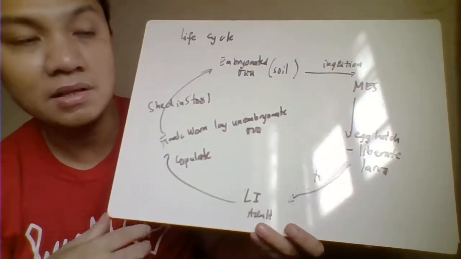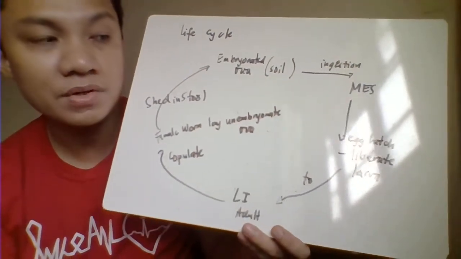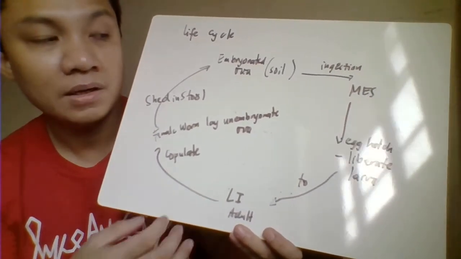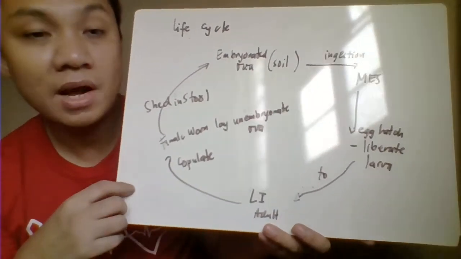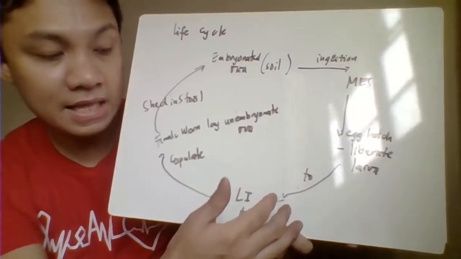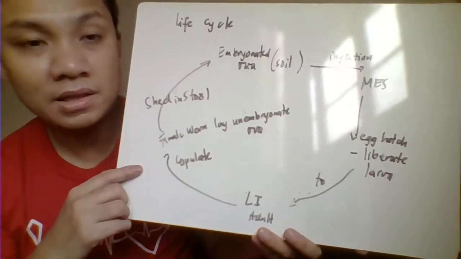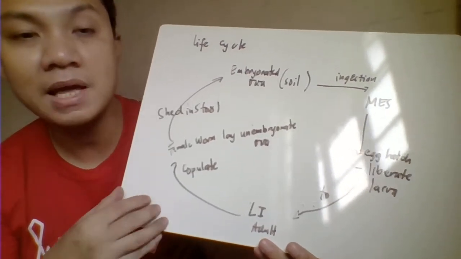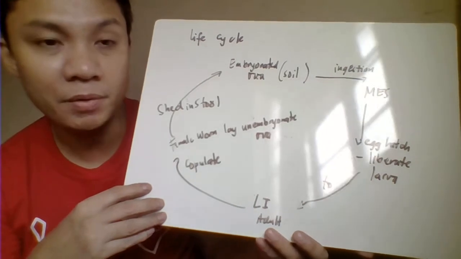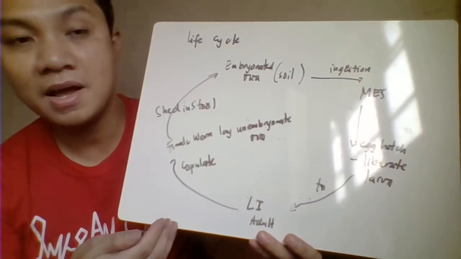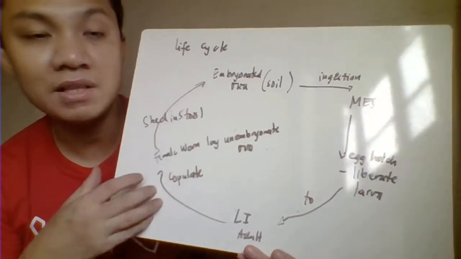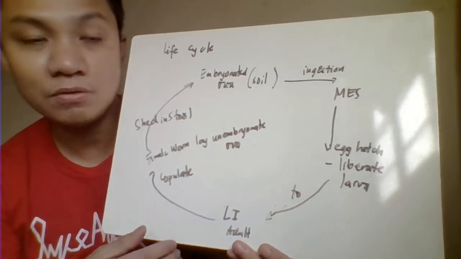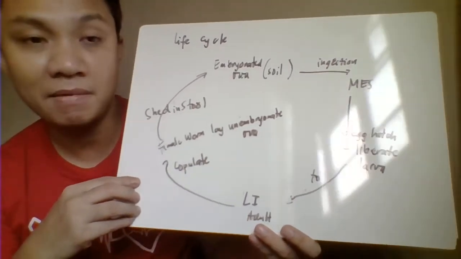Once you ingest the embryonated ova, it goes to your mouth, and then hatches in your small intestine, and eventually liberates the larva. The larva migrate and go to the large intestine where they develop to become adult worms. Developing to become male and female adult worms, they copulate. Then the time will come when the female adult worm will lay eggs. The egg shed by the female adult worm in the stool of the infected patient is unembryonated, which means the egg still needs to go to the soil in order to undergo embryonation to become infective.